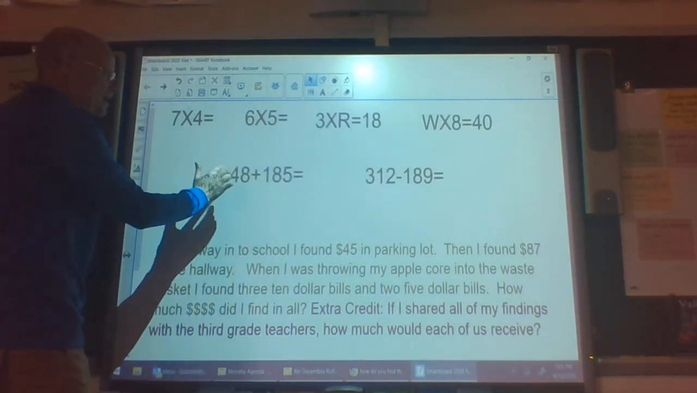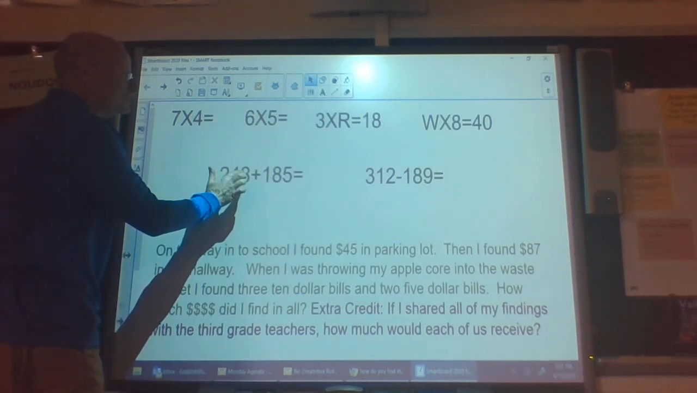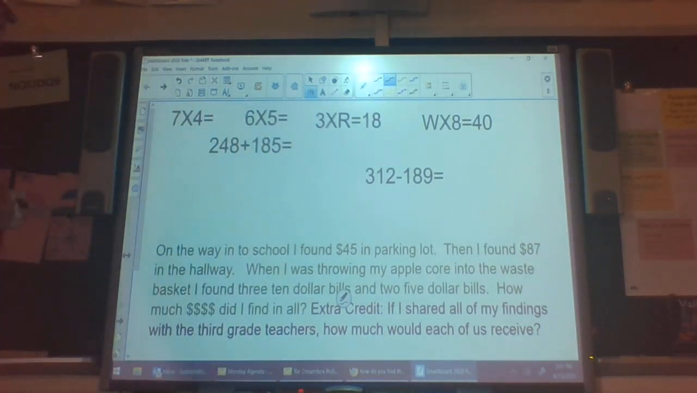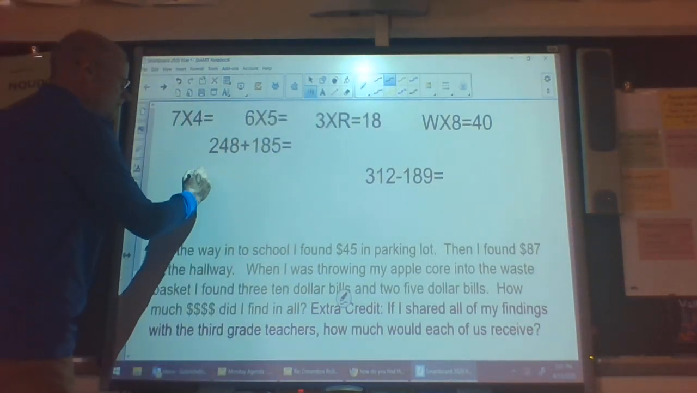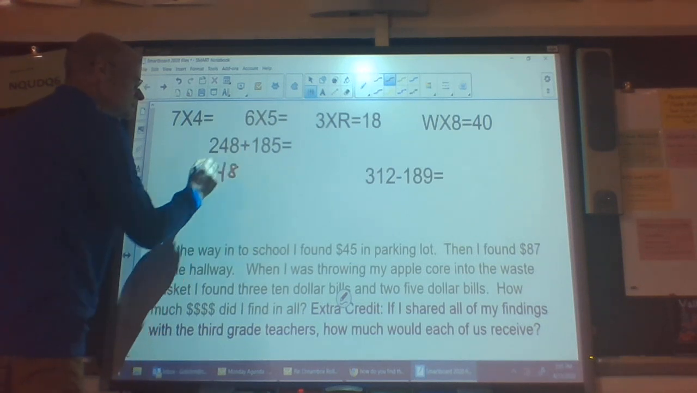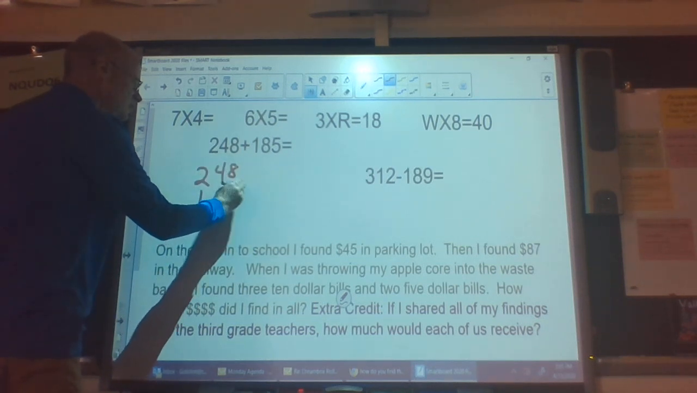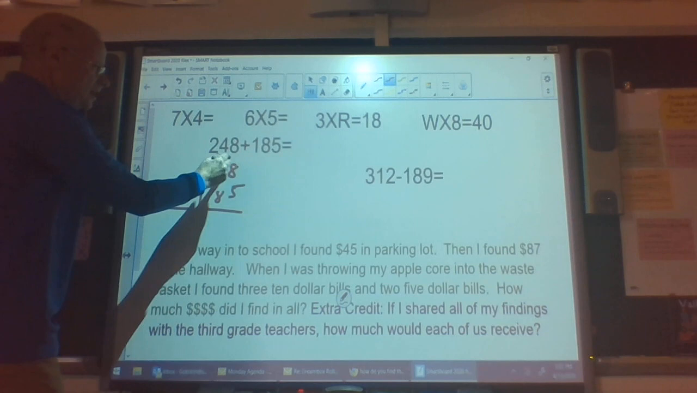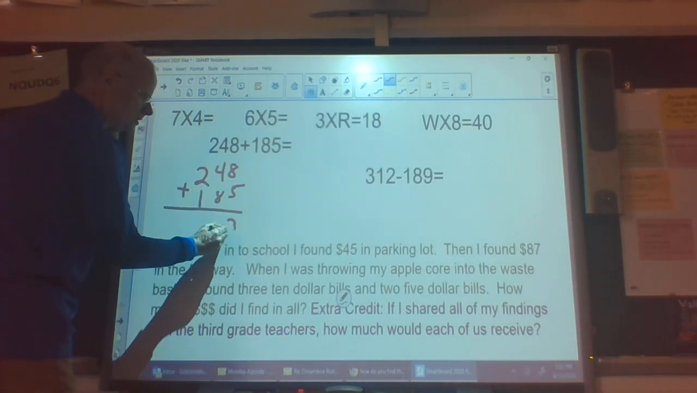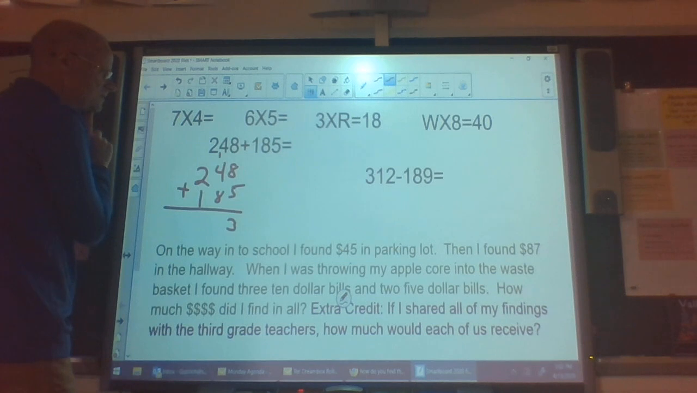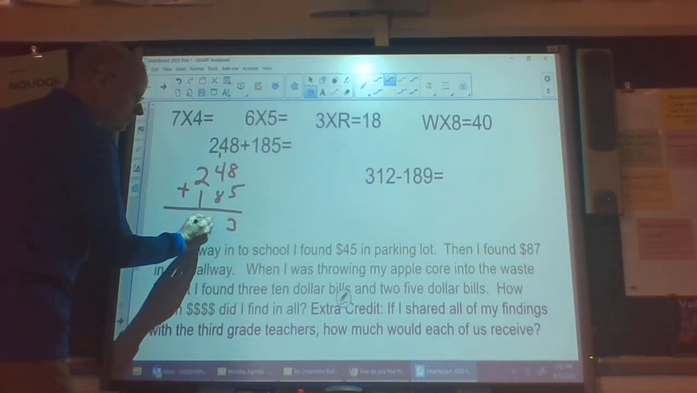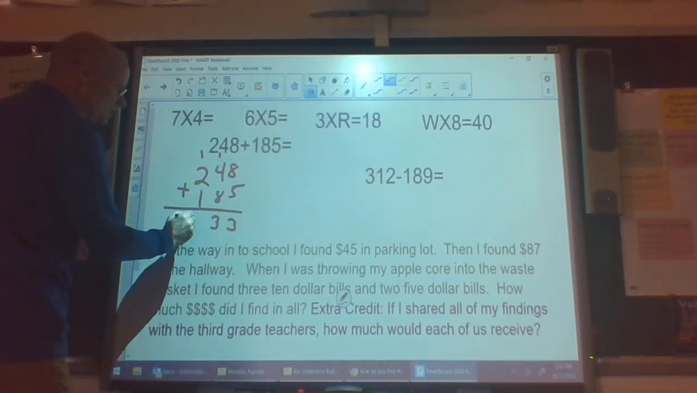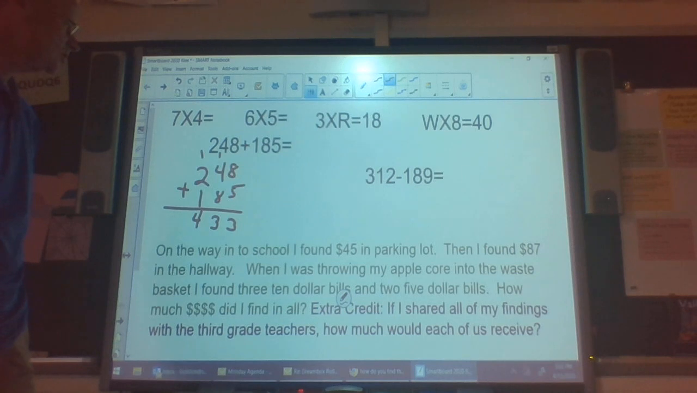Okay. Next problem I have is an addition problem. And I will do this problem a couple different ways with you. First way I would do it is, let's do standard algorithm. So I get 248 plus 185. I make sure to write my 1s under my 1s, my 10s under my 10s, and my 100s under 100s. 8 plus 5 is 13. Put down my 1s, carry my 10s. 1 plus 4 is 5, plus 8 is 13. Put down my 10s, carry my 1s. 1 plus 2 is 3, plus 1 is 4. So I get 433.